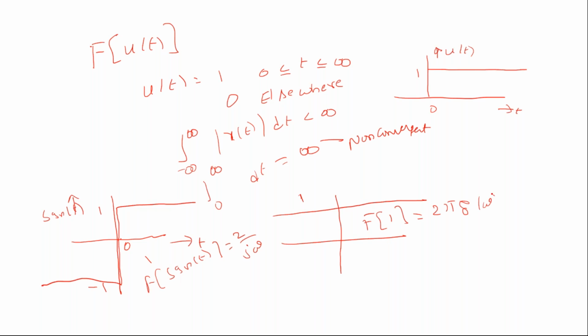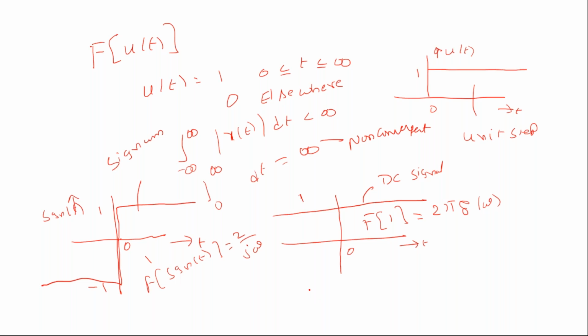So please try to understand. My A is 1, so I can say 2 pi into del of omega. So I know the Fourier transform of a DC signal. This is the DC signal, and this is a unit step function, and this is the signum function. So now what I'll do is, I'm going to write the relation for the signum function, unit step function, and the DC signal. Can I write it like that?